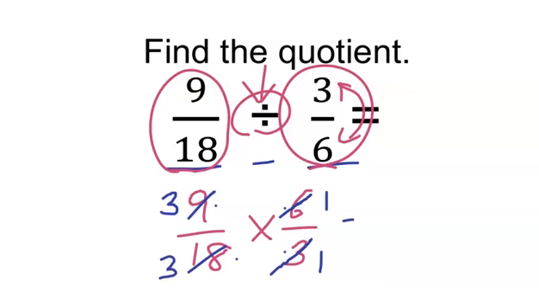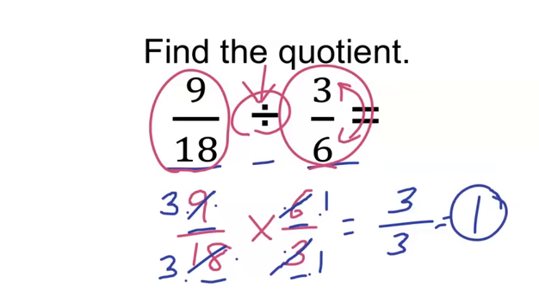All right, so then we can just multiply across. 3 times 1 is 3. 3 times 1 is 3. 3 over 3 is 1. We didn't have to do that; we could have actually right off the bat done 9 times 6 and got 54 on top, and then 18 times 3, which is 54 on the bottom. 54 goes into 54 one time. So regardless, we're going to get 1 for the answer to this division problem.